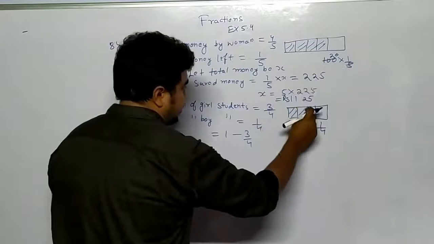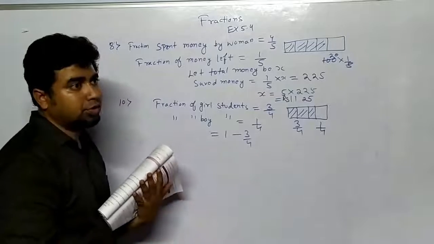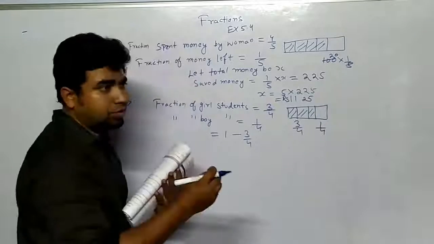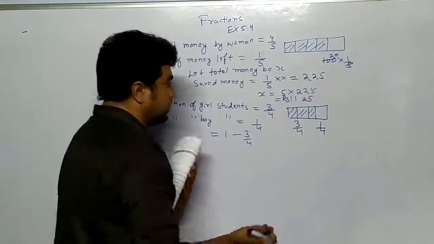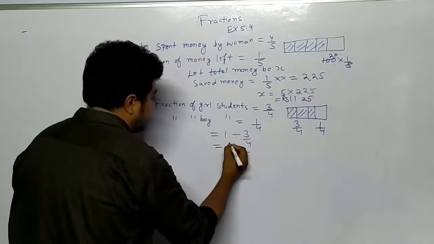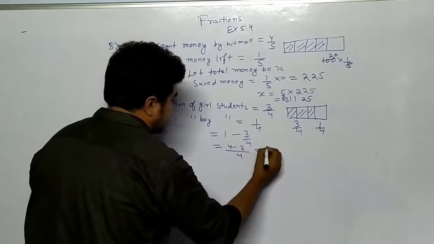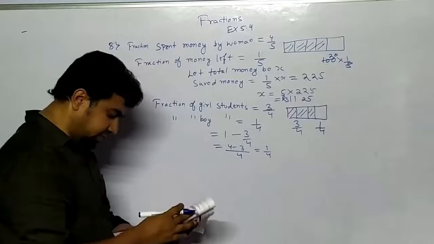4 by 4, because there are 1, 2, 3, 4 parts and you have to divide by 4. 4 by 4 is the total. If 4 parts are shaded, it means 4 out of a total of 4 parts, which is 1 whole. So the LCM will be 4, and from here you get 4 minus 3 is 1 by 4.